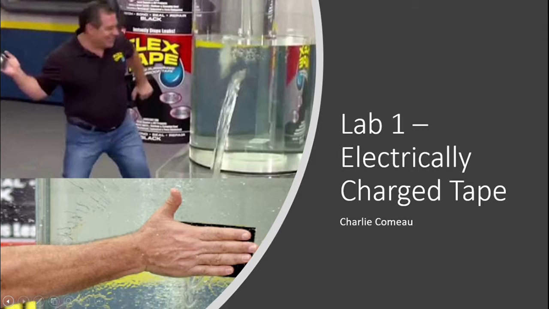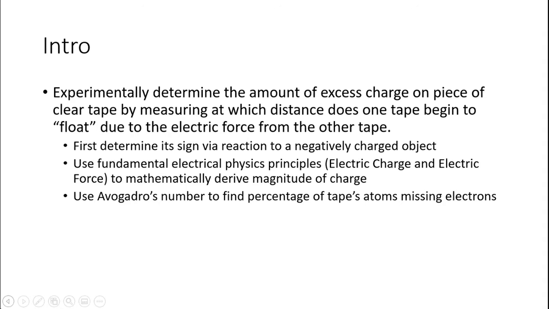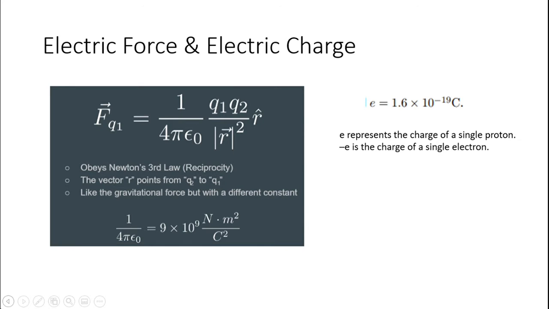Our goal here is to experimentally determine the amount of charge on a piece of tape by measuring the distance at which one tape makes the other float from its electric force. First, we will determine its sign through its reaction with a negatively charged object, then use two fundamental electrical physics principles, electric charge and electric force, to mathematically derive the magnitude of the charge, and finally use Avogadro's number to find the percentage of the tape's atoms that are missing electrons and are contributing to the tape's overall charge.